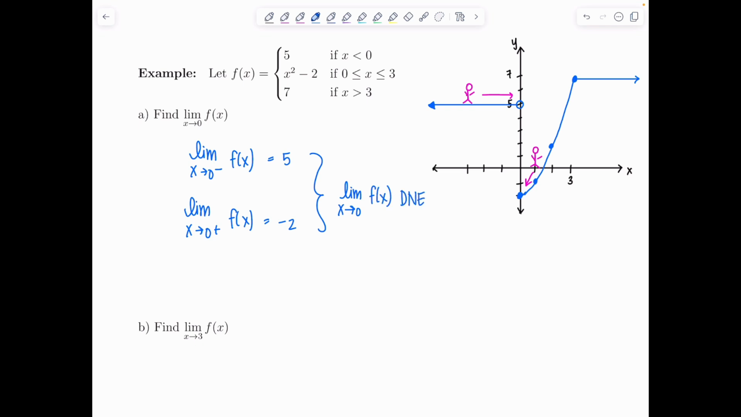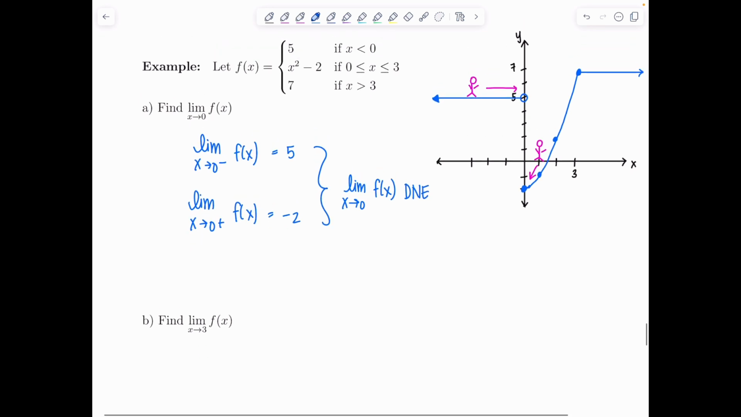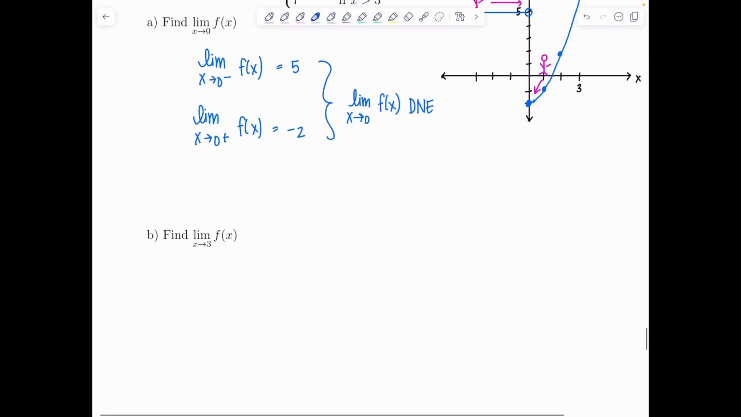Okay. What about the limit as x approaches 3? Do we need to check from both sides of 3? We do, because again, 3 is where the domain split. It's switched equations, so we have to check both sides of 3. So let's see, what's the limit as x approaches 3 from the left of f of x? And then what's the limit as x approaches 3 from the right of f of x?